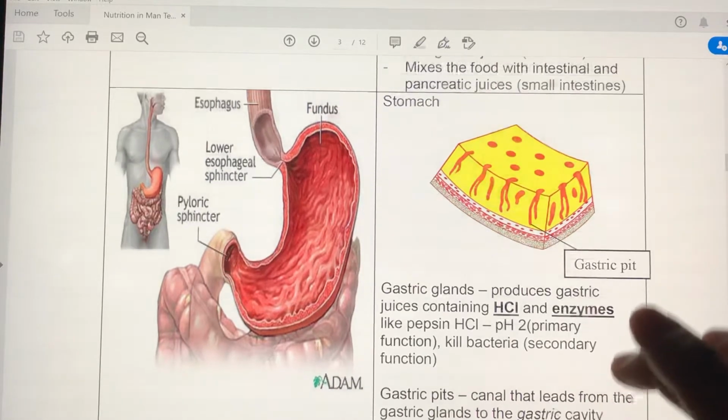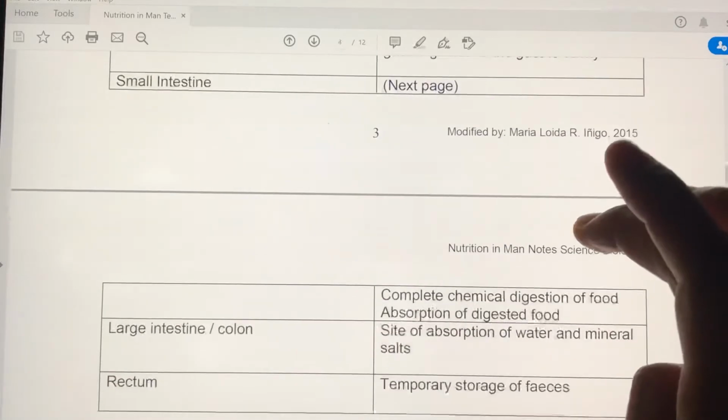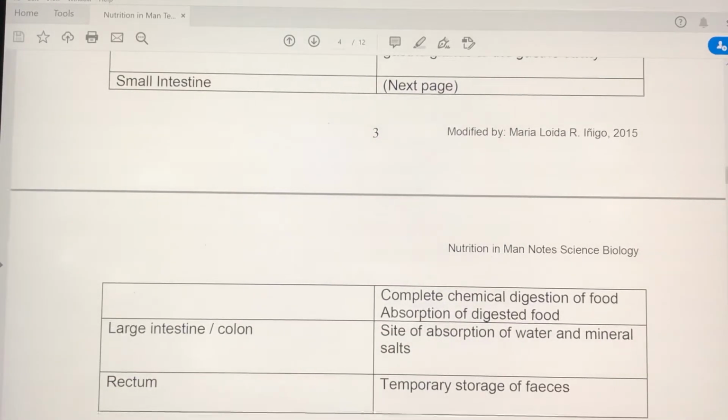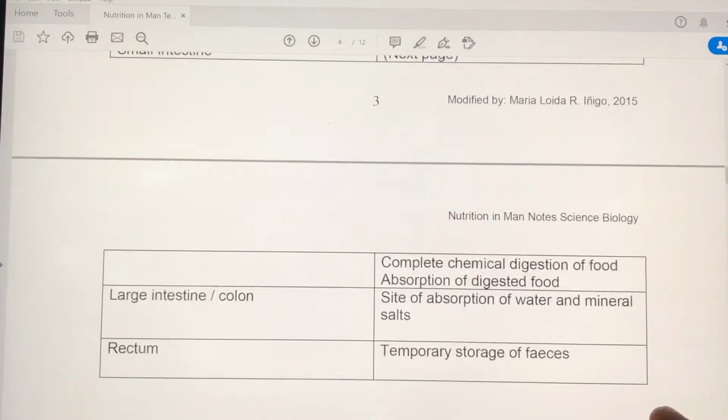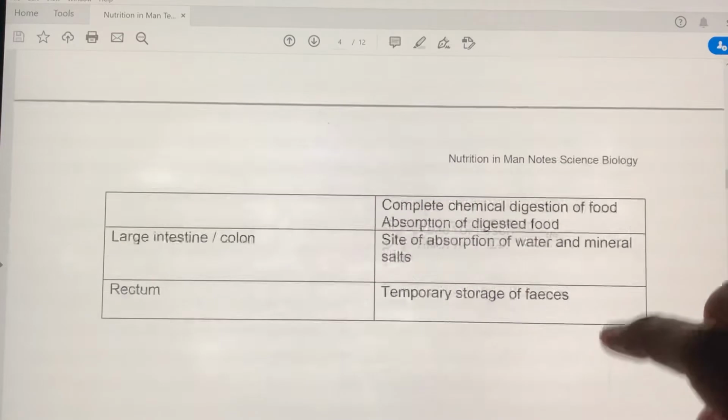For the small intestine, the function of the small intestine is to complete digestion of food and absorption of digested food. Now, before we go into the structure of the small intestine, let me finish by saying that the large intestine, or the colon as it is also called, is the place where the absorption of water and mineral salts takes place. Then the rectum is where the temporary storage of feces containing undigested material takes place before you decide to go to the toilet to empty it.